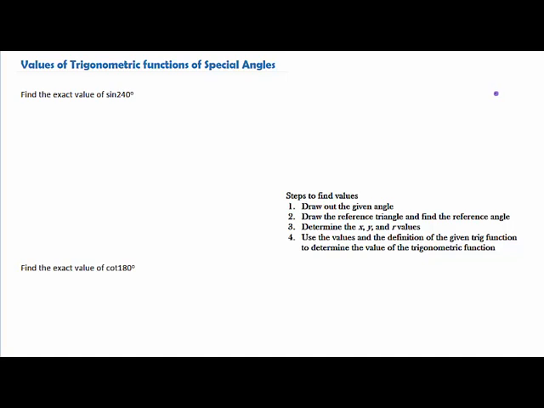I know we're having a little bit of trouble with finding the values of trigonometric functions when we have special angles. So we're going to talk about the steps that we need to do in order to find the values, and also show two examples that hopefully will help you guys out. So first off, let's start off with the steps that we need to do.